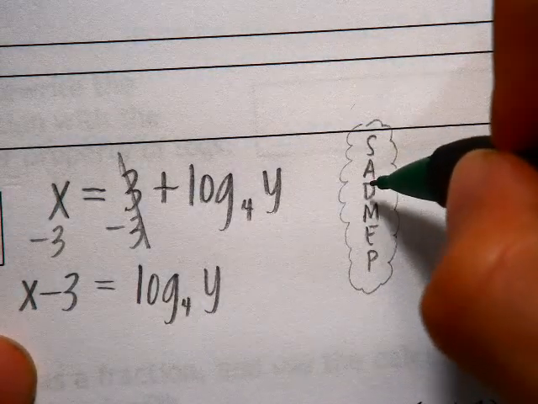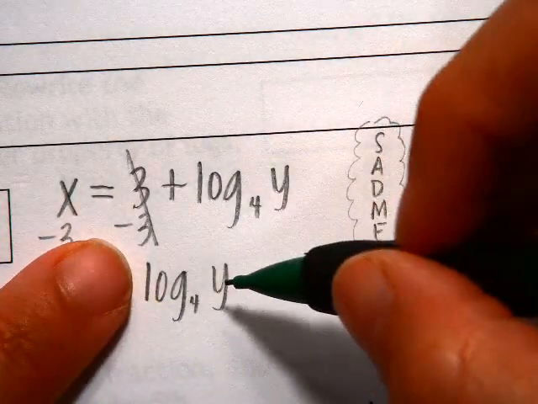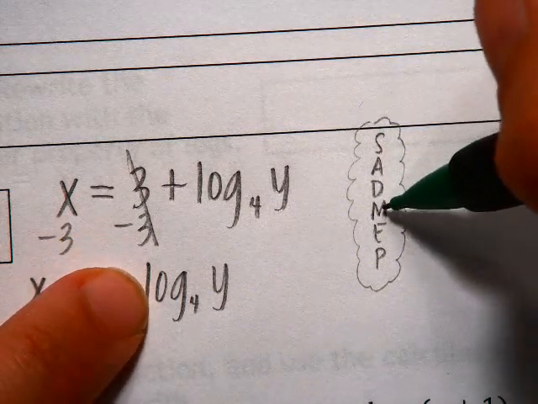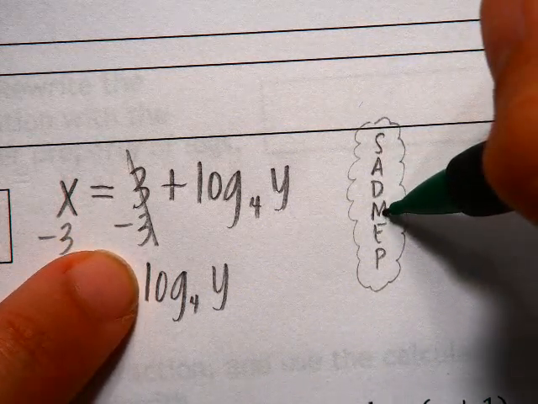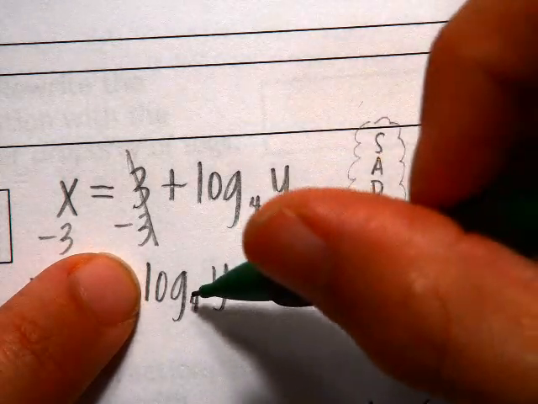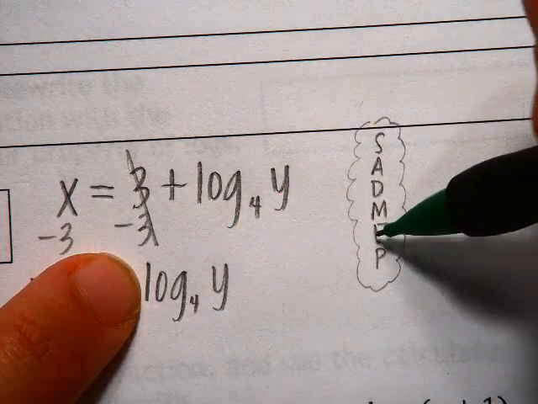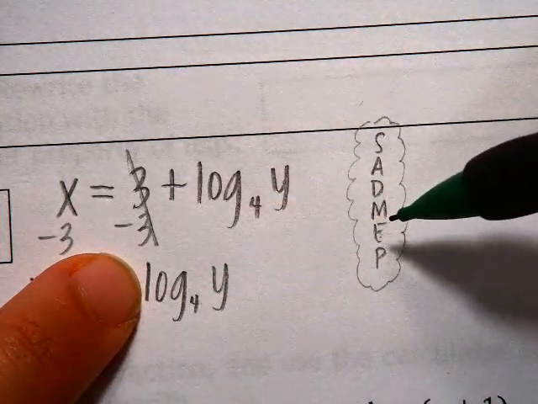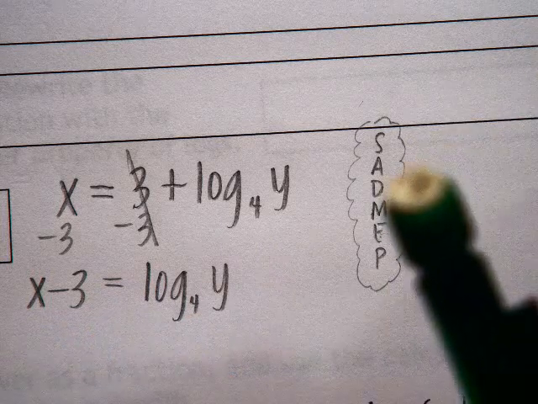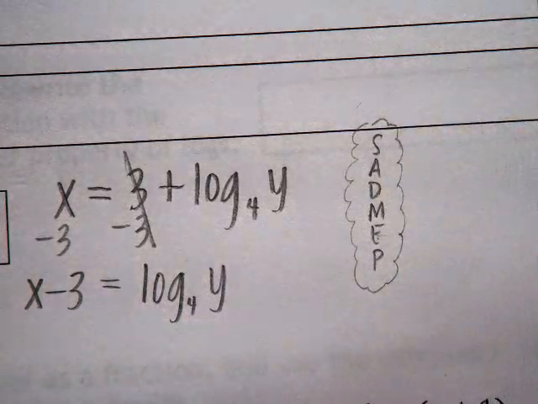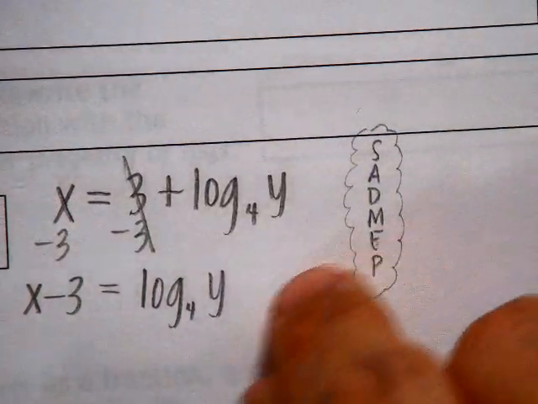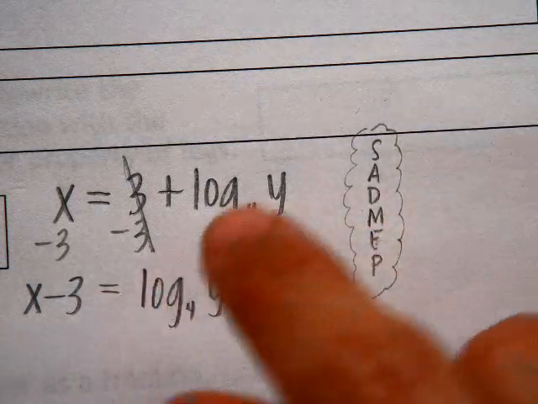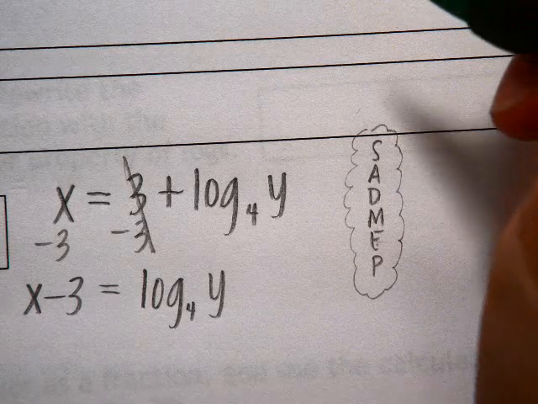Now I'll keep going and ask myself, what else could I do to get y by itself? I can't add anything, I can't divide anything, I can't multiply anything. Notice none of those things would get rid of a log. But E stands for exponents, and we know that log is related to exponents or exponentiation. If I want to get rid of a log, I can exponentiate it. That's the next step. Exponentiate means write it in exponential form.